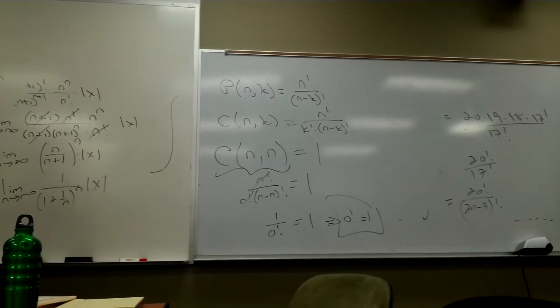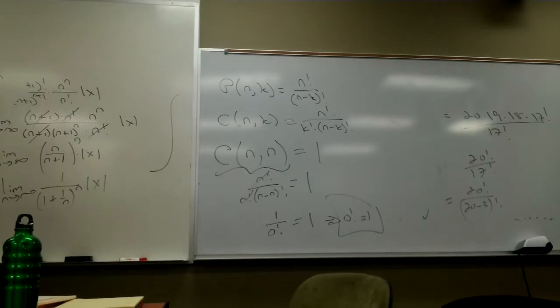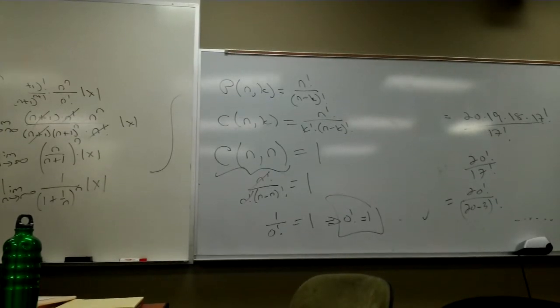And you know what, Tyler, you said something really nice. I could have just as easily used that argument instead. How many ways can I choose nothing? The empty set. There's only one empty set.